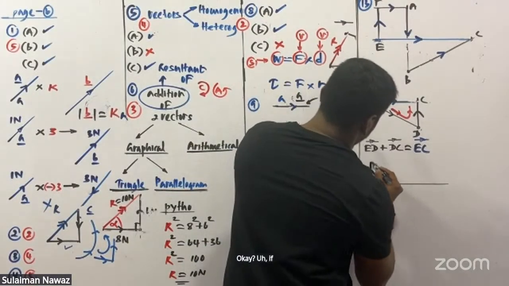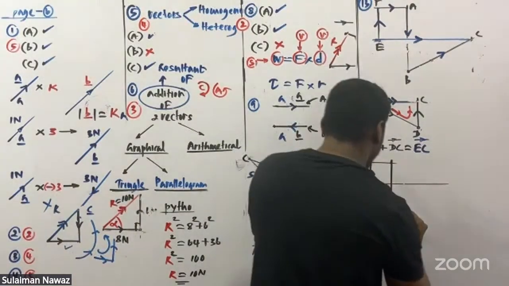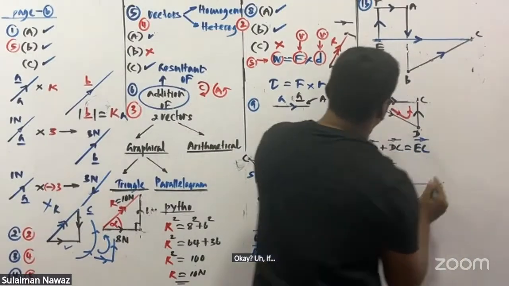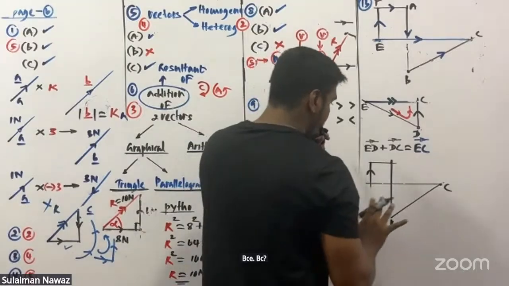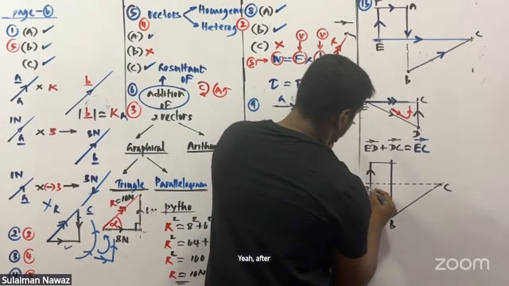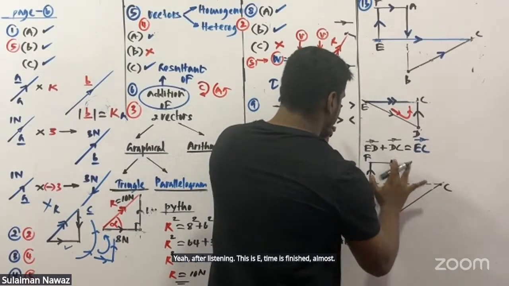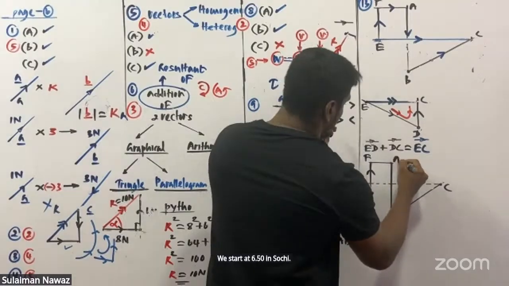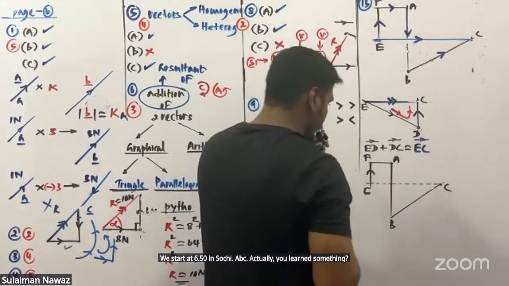EF, FA, AB, BC. Listen carefully. This is E. Time is almost finished. We start at 6:15. It's okay. A, B, C. But today you learn something. Likewise, every week we'll do.